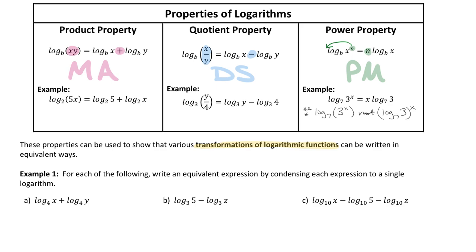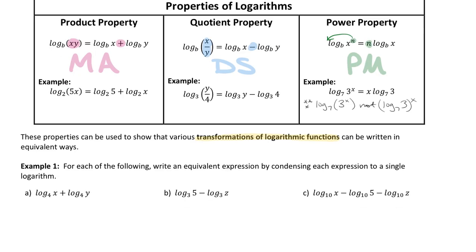We're going to condense them down to one logarithm, which means we're going to use all of these rules backwards. So if you see a plus sign, what should you do with those two things? If you see a minus sign, what should you do? And if you see a number multiplied in front of a log, what should you do? Move it to make it a power. Perfect. That's what we're going to do.